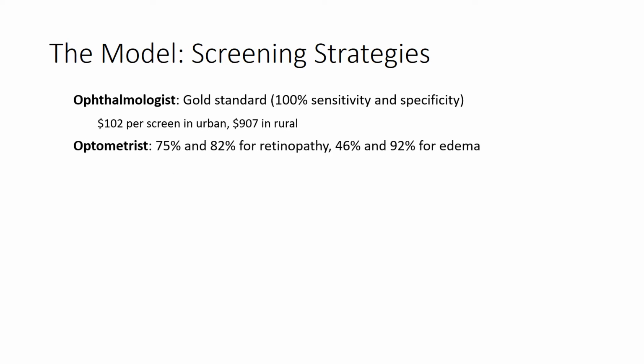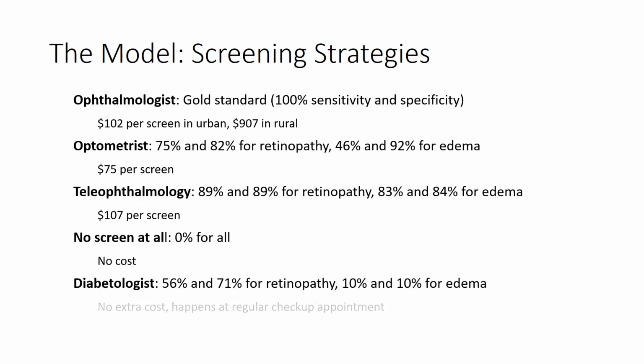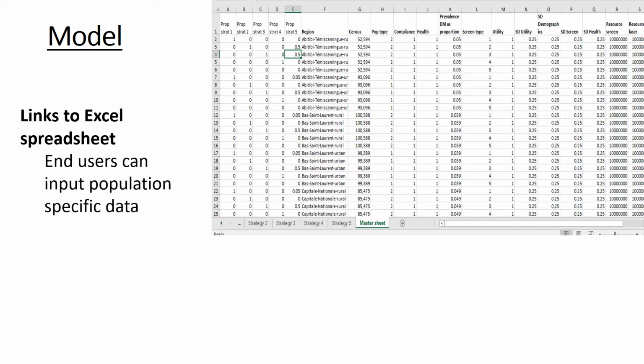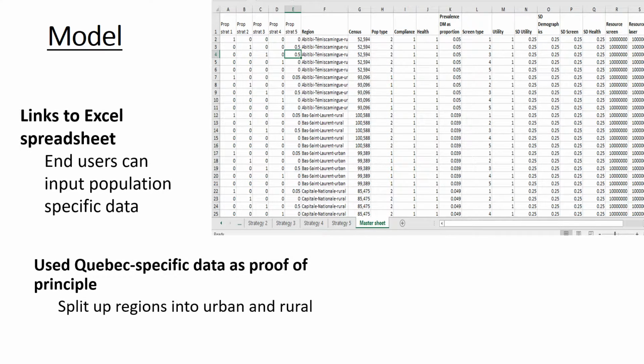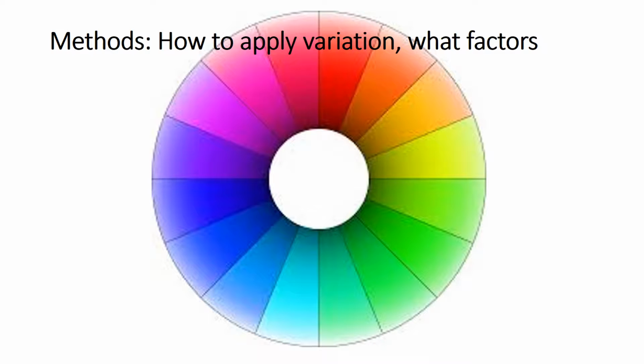Below are the methods I explored, taking into account each method's accuracy at specific stages and cost dependent on the community type. The Quebec Ministry of Health may then enter its population demographics into an Excel sheet linked to a series of MATLAB functions. Here, I split the province of Quebec into demographic regions. We then used a Markov model to simulate progression through 20 years in the Canadian health system.